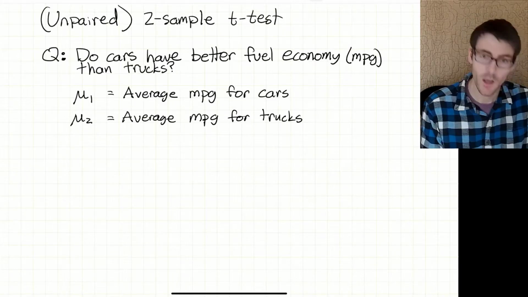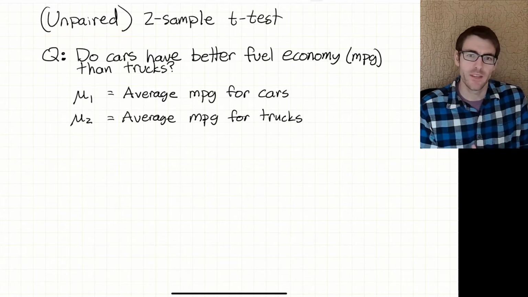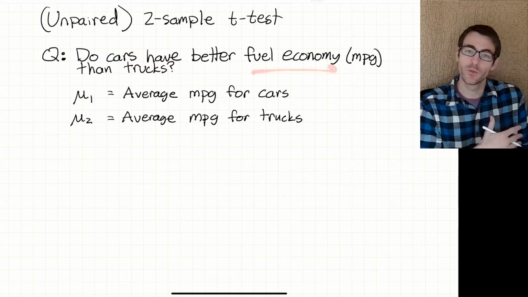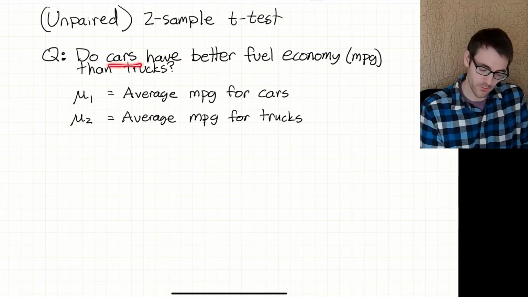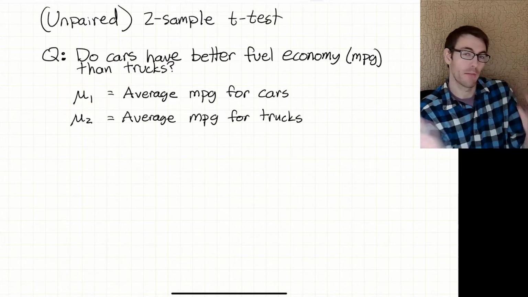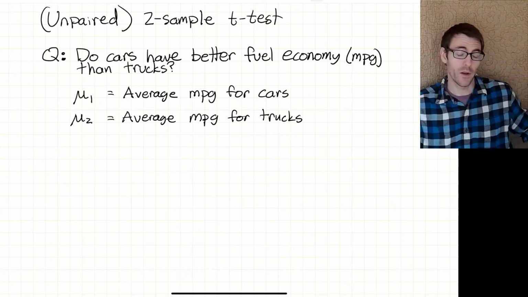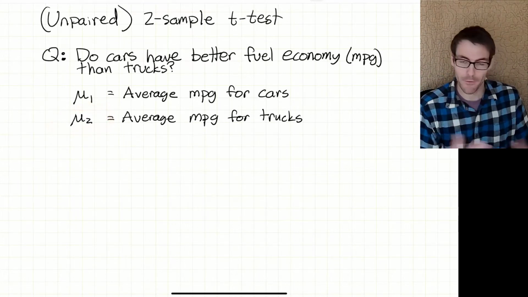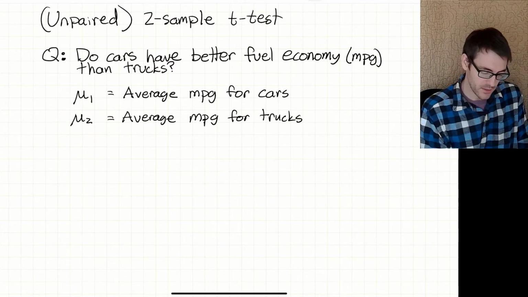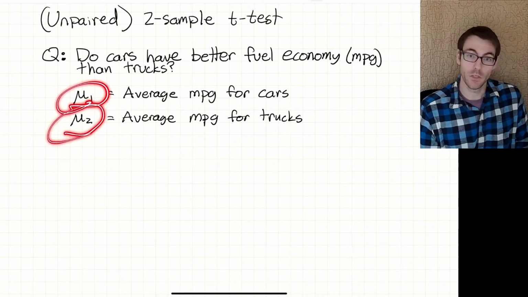Okay, let's first talk about the unpaired example. We'll use the same example that we were just talking about. We are concerned about the fuel economy between two different groups, the cars versus trucks. So if mu1 is the average miles per gallon for cars, where our population is all the cars that are out there, and mu2 is the average miles per gallon for all of the trucks that are out there, our question is, do we believe that mu1 is bigger than mu2?